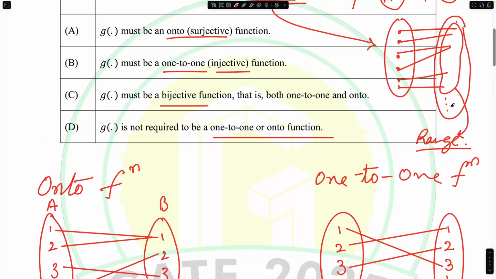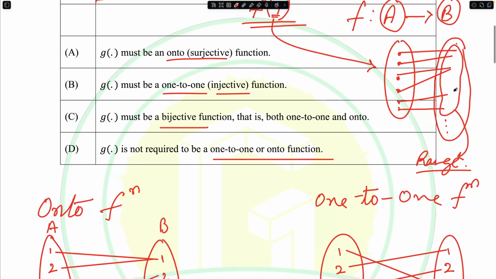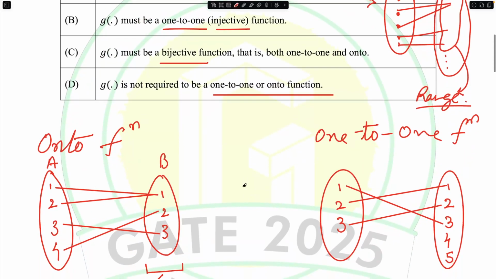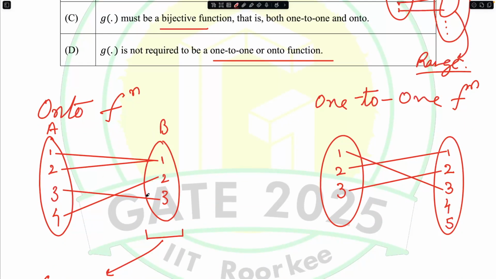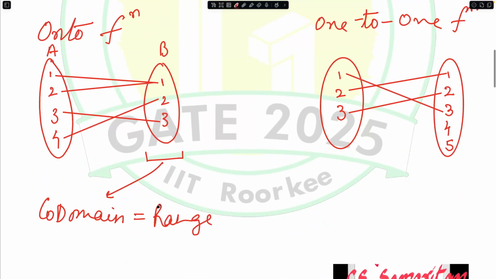Over here, as I told you, the basic definition of the function does not impose the restriction that the entirety of the codomain must be used. But over here, as you can see, the entirety of the codomain is used, so your range equals your codomain. So this is basically the property of an onto function. This need not be the case.